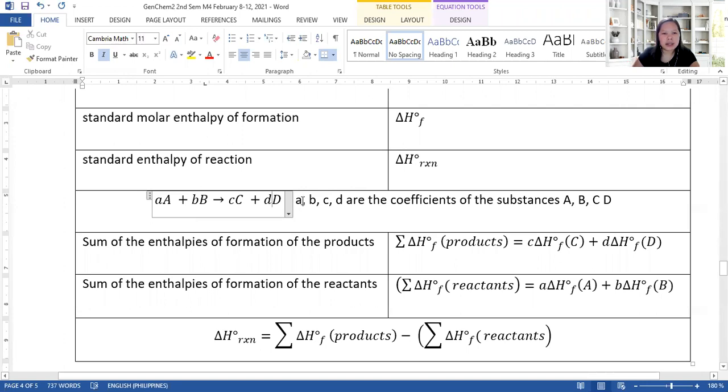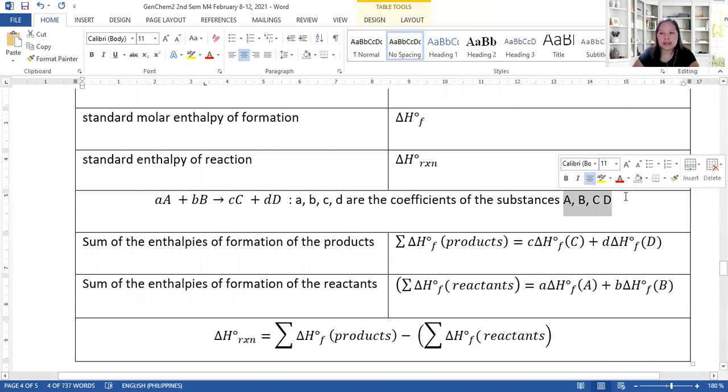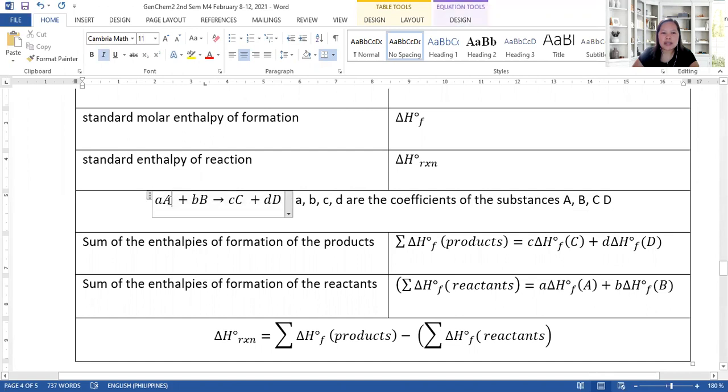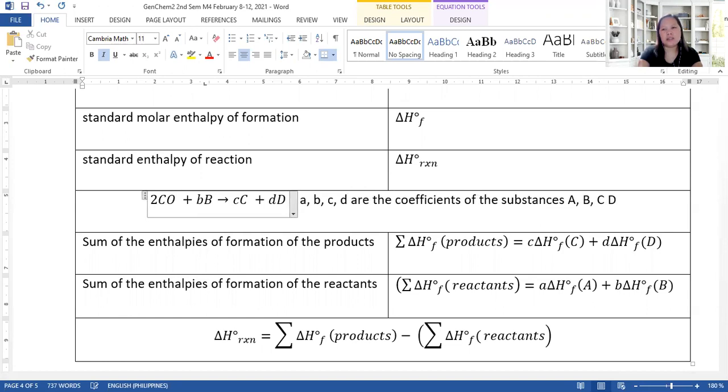Remember that the small letters a, b, c, and d are the coefficients of the substances capital A, B, C, D. So if the letter A is carbon dioxide, and I put 2 on the small letter a, for example, 2, let's just try carbon monoxide so that you can write it easily. If I have 2 carbon monoxide, it means that the coefficient of the carbon monoxide is 2. And then we have the compound carbon monoxide.